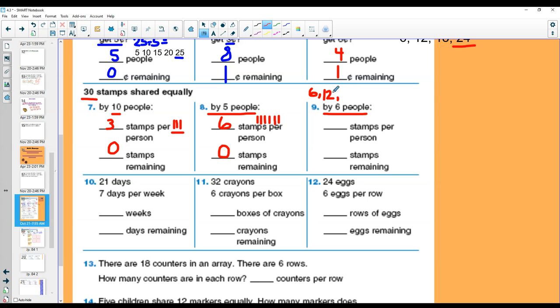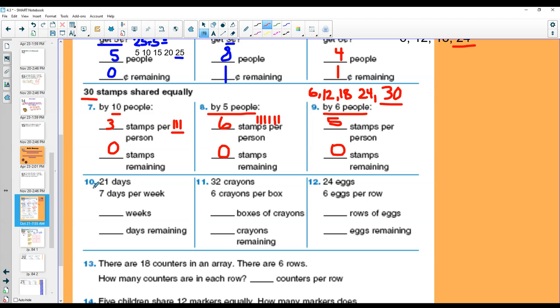6 plus 6 is 12, plus 6 is 18. 19, 20, 21, 22, 23, 24. Can I go again? 24, 25, 26, 27, 28, 29, 30. And there I go. I get it. 1, 2, 3, 4, 5. And I got exactly to 30, which means I have 0 left over.